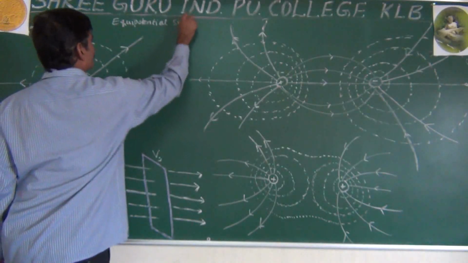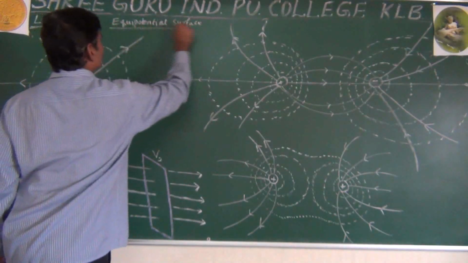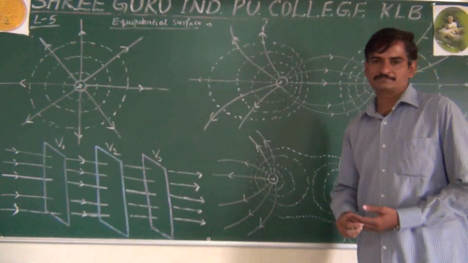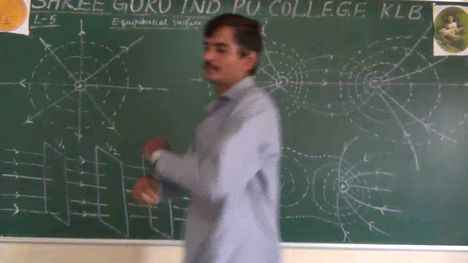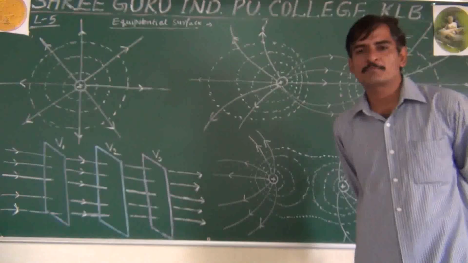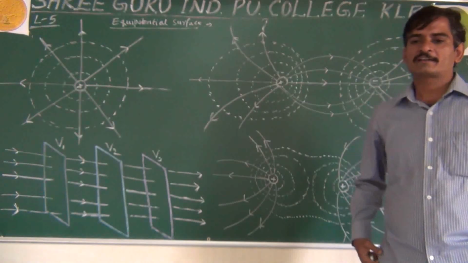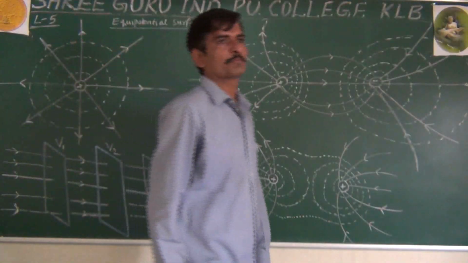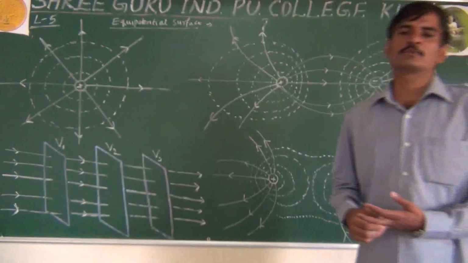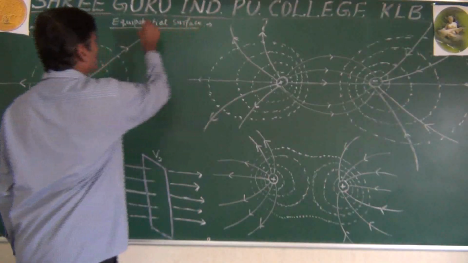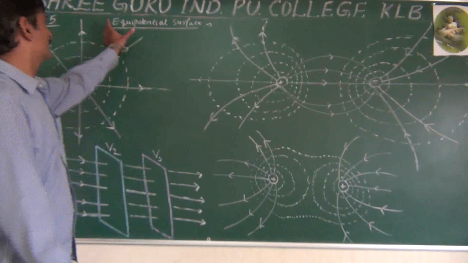Equipotential surface first. So far we have studied about the electric potential, potential difference, and electric potential due to an isolated point charge, electric potential due to a dipole at a general point, and electric potential due to the distribution of charges, that is, a group of charges, and then we have solved some numericals related to that. So now we shall study a new concept called equipotential surface.